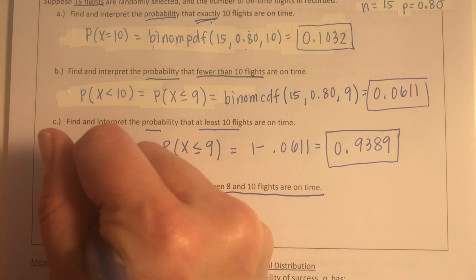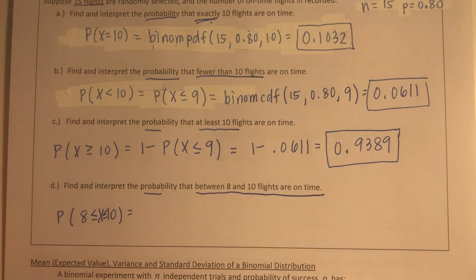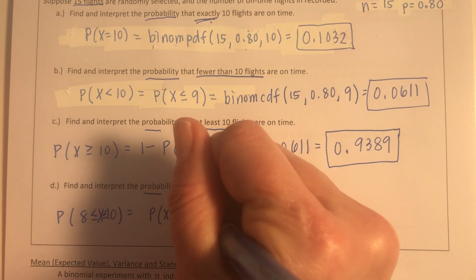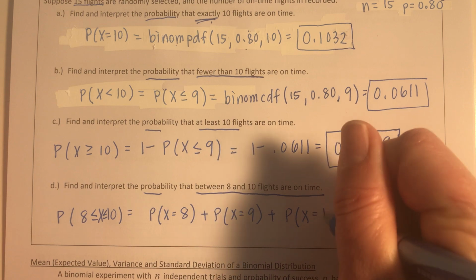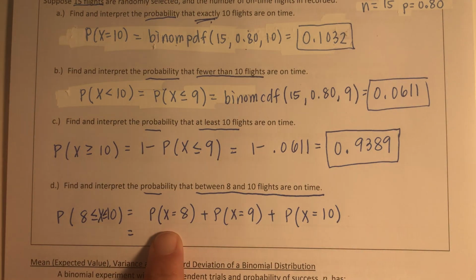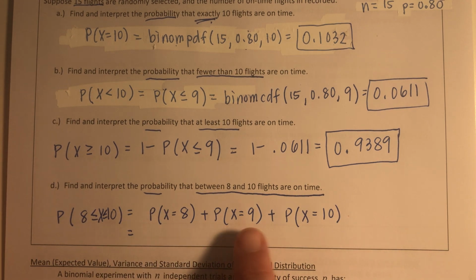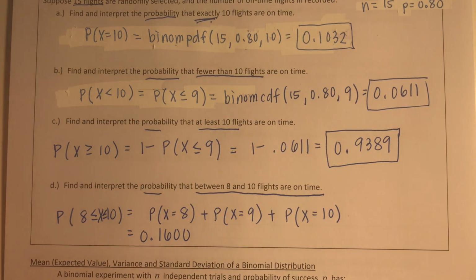The next one says find and interpret the probability that between 8 and 10 flights are on time. This is equal to the probability that x is equal to 8, plus the probability that x is equal to 9, plus the probability that x is equal to 10. There are a few other ways to do this, but this is the easiest. So we're going to do binom PDF 3 different times with 3 different x values. The n value still stays 15 and our probability is still 0.8. See if you can calculate each of these individually. Your total, when you add that up, should be 0.1600.